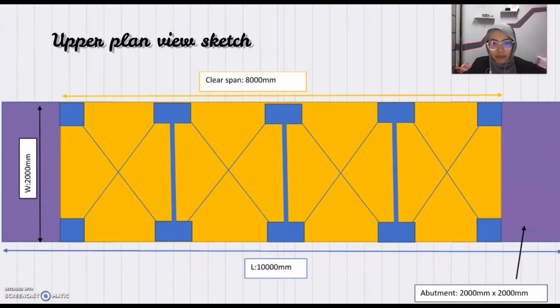Okay, this is our upper plan view sketch. You can see the yellow is the clear spans, and on the left, also on the right side, there is an abutment, half of it is under the clear span. We can see the clear span plus the abutments makes the bridge equal to 10,000 millimeter, which is the overall length of the bridge.